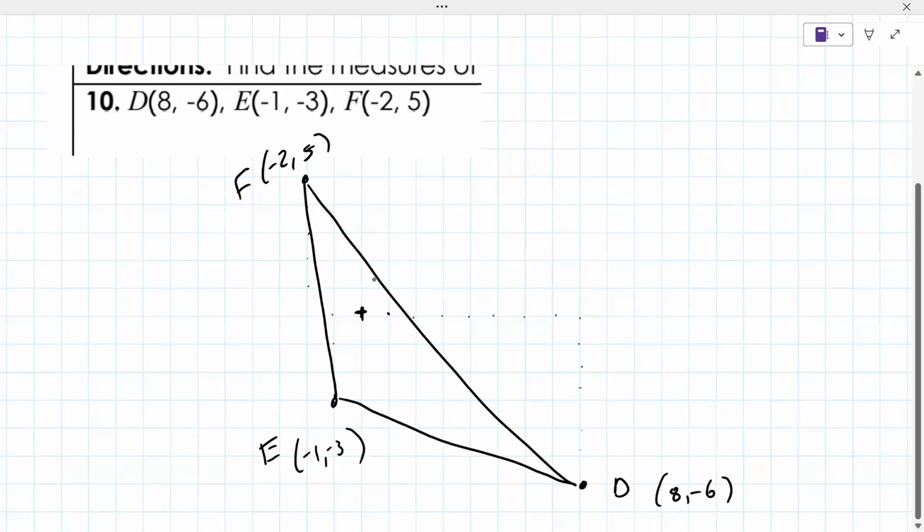And the best way to classify it is to find the length of each side. What a lot of students don't remember is that you have to go left to right. So it's like F to E, E to D, and then F to D.